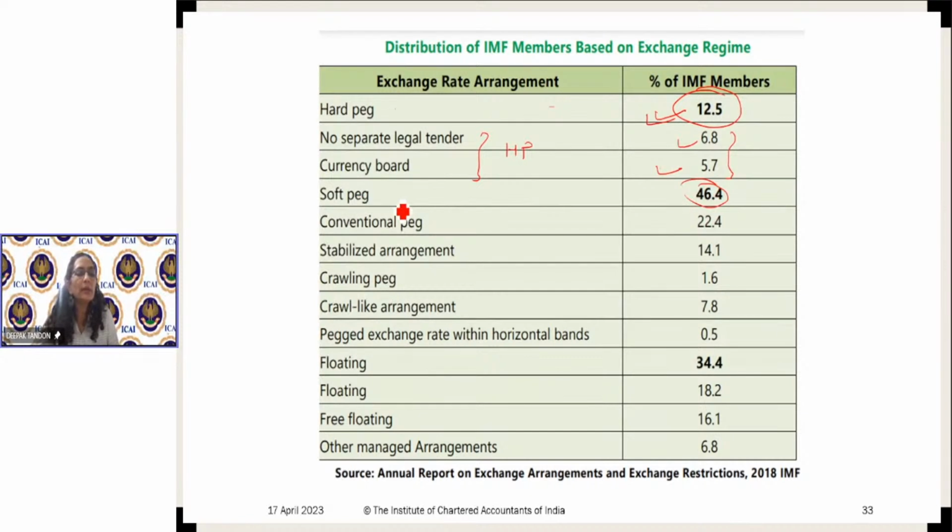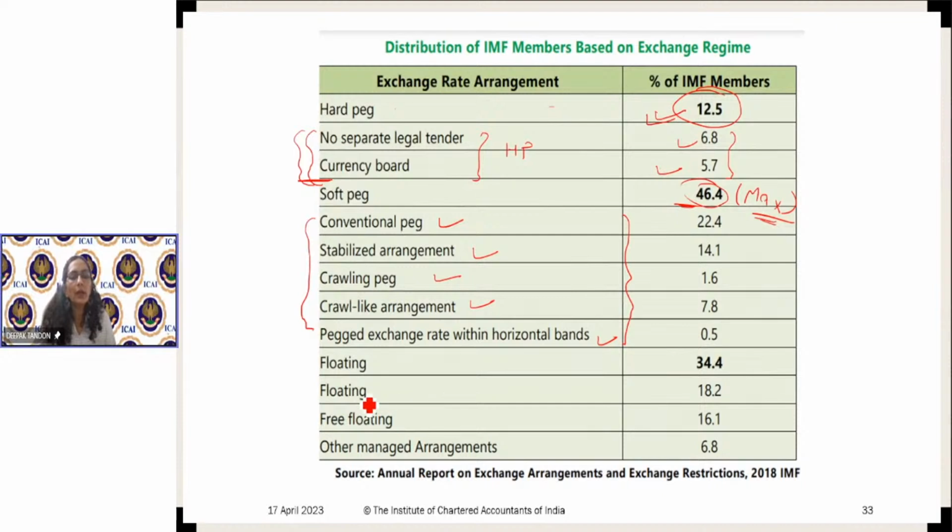And soft peg comprises conventional peg, stabilized arrangement, crawling peg, crawl-like arrangement, and pegged exchange rate within the horizontal band. If you take the sum of all these, that will come to 46.4. So these are soft pegs. These are all components of soft peg. Yes, these are components of hard peg, up to this. And these are components of soft peg, which comes to 46.4, which is the maximum.